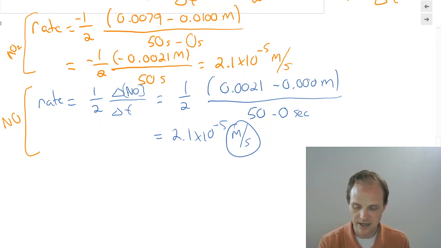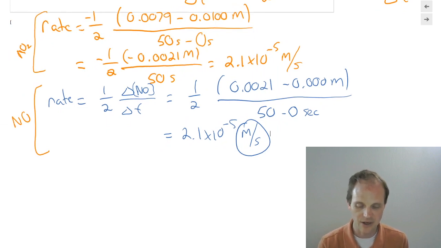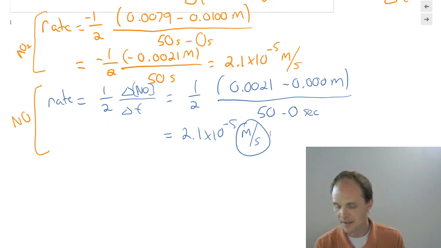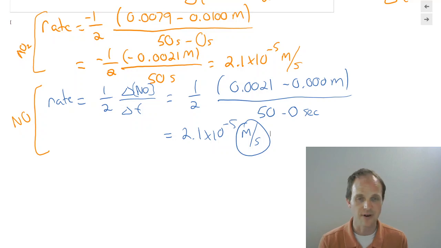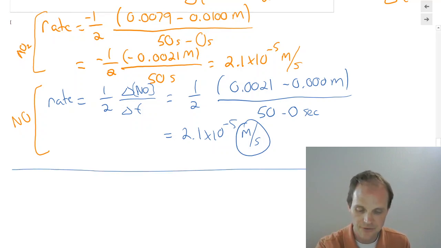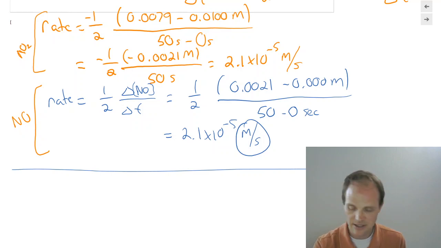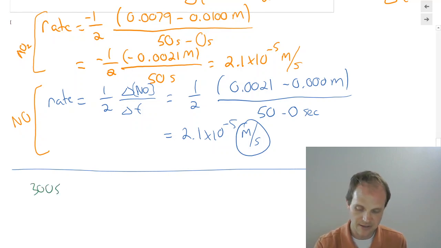All right, so that's our NO2 and that's our NO. We get the same thing. So that is our initial rate. From 0 to 50 seconds, our rate is 2.1 times 10 to the minus 5th molar per second. How about for the period from 300 seconds to 350 seconds?